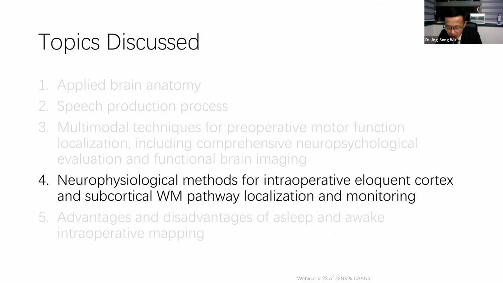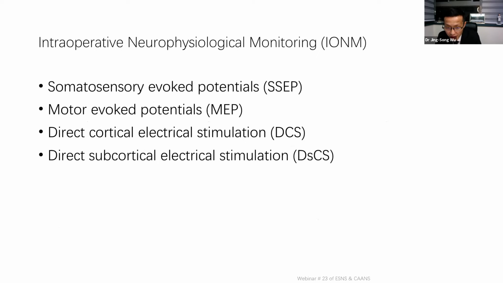Despite the utility of functional MRI and DTI in localizing functional brain areas, a multimodal approach comprising intraoperative neurophysiological monitoring is essential to ensure the accuracy and reliability of intraoperative functional brain mapping. So intraoperative neurophysiological monitoring comprises 4 parts. SSEP, somatosensory evoked potential, to locate the central sulcus. MEP, motor evoked potentials, to monitor the motor pathway integrity.